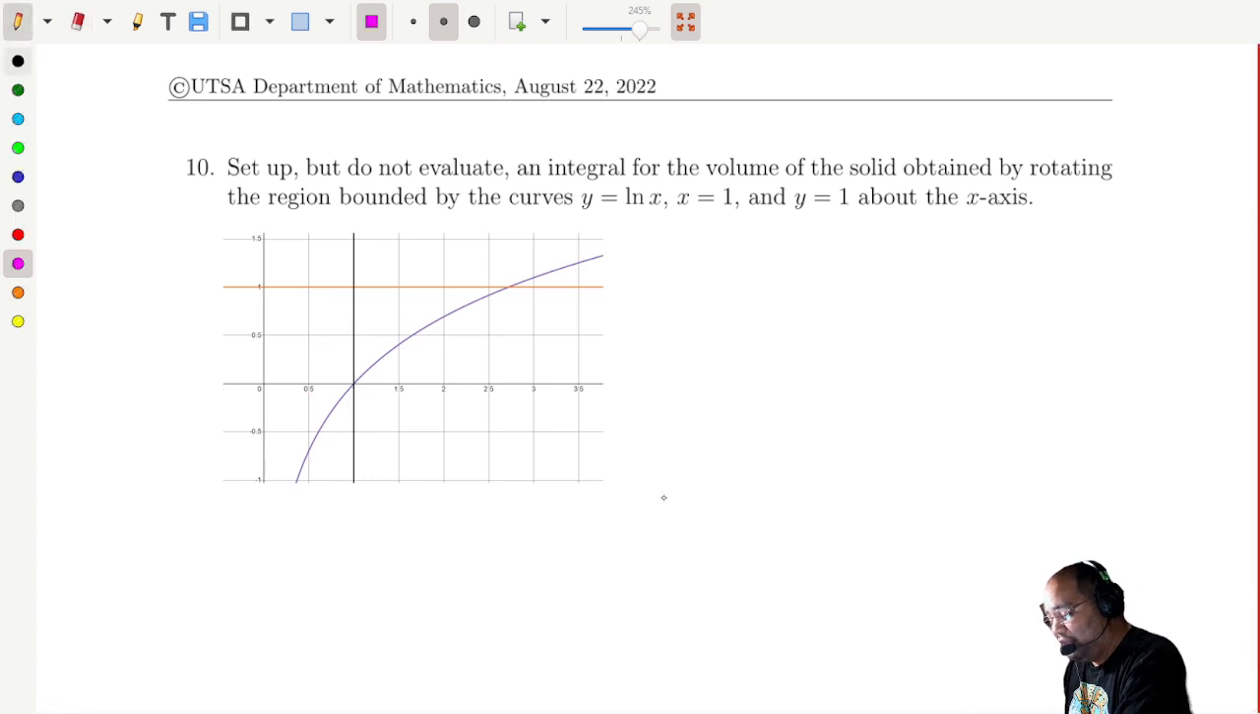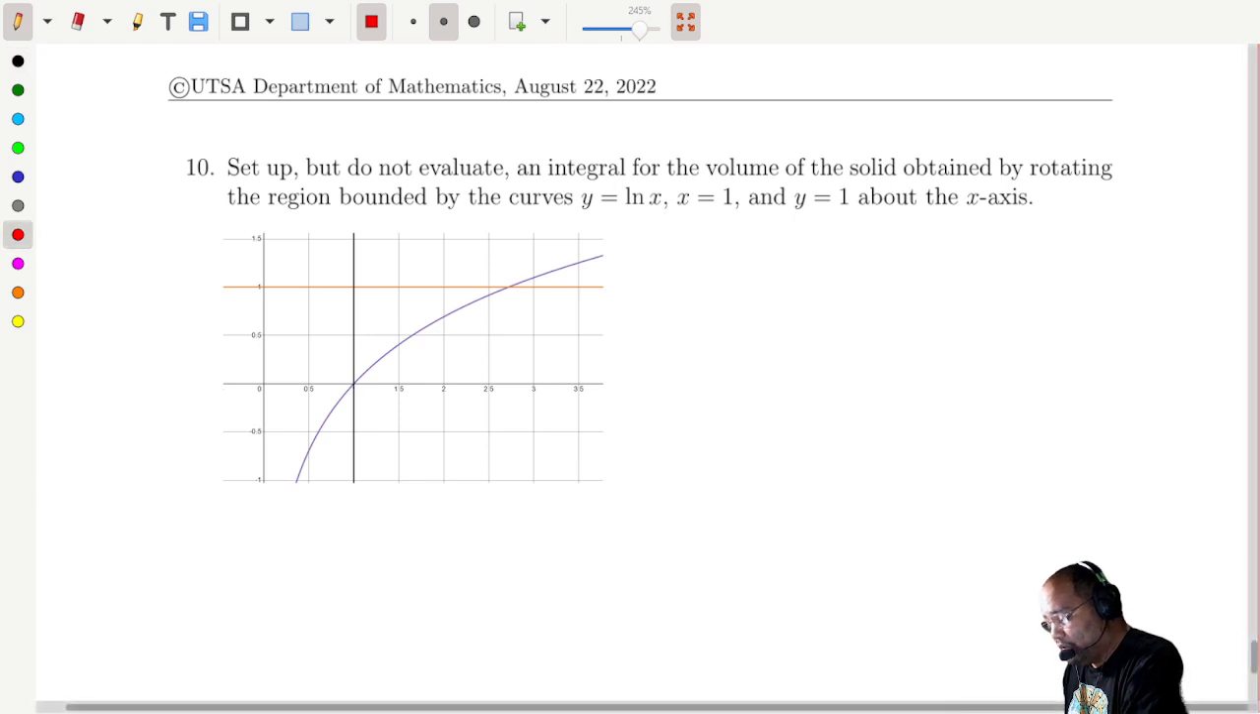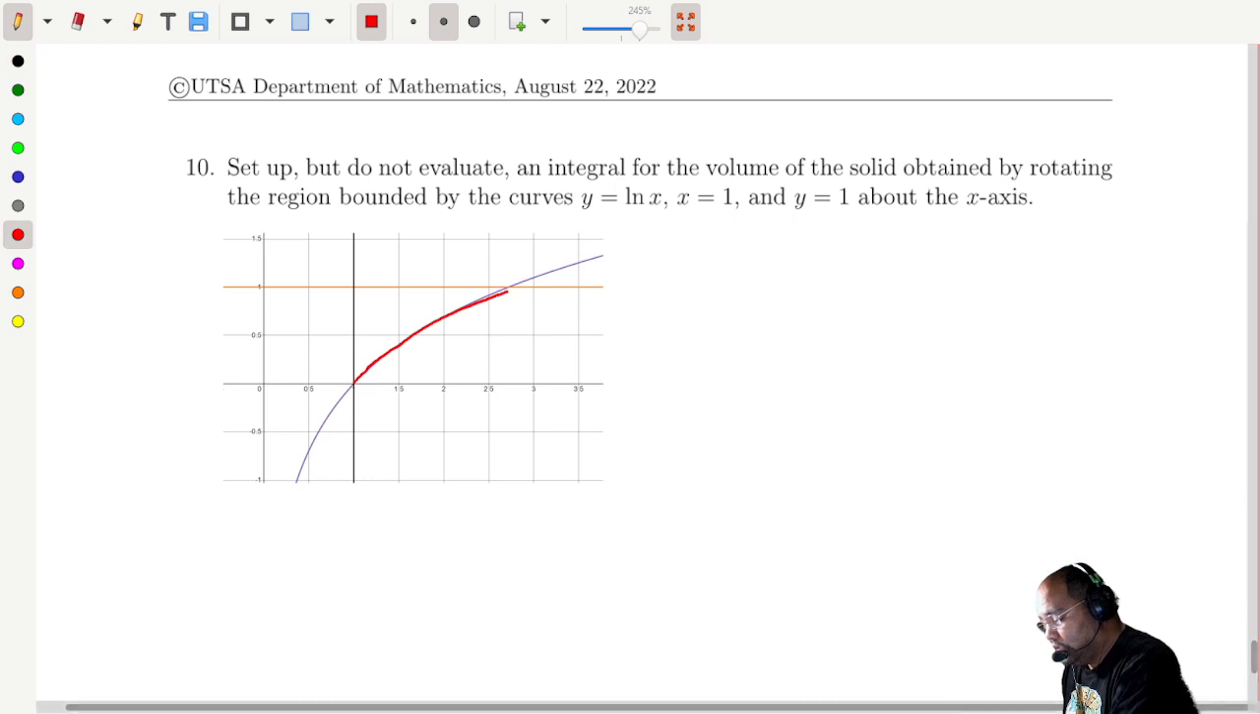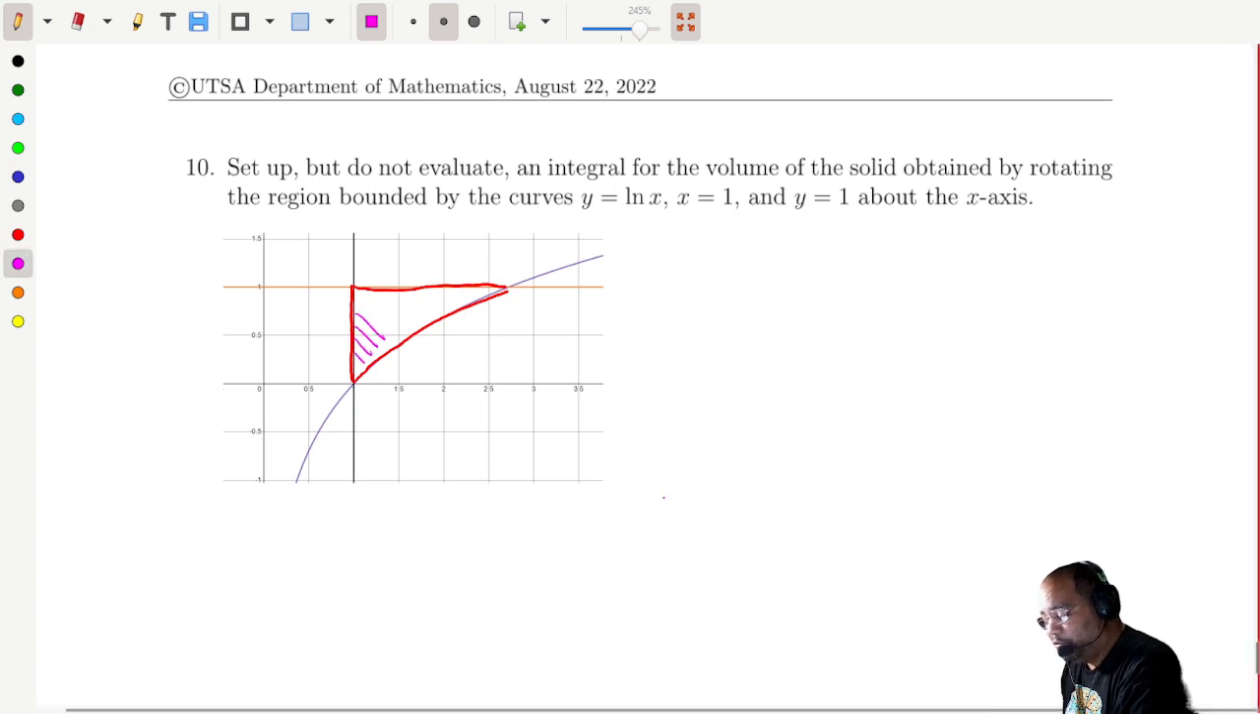So let me go ahead and outline the curve entirely in, say, red. So y equals log x, x equals 1, and y equals 1. So that red outline forms our curve. It forms our solid body.